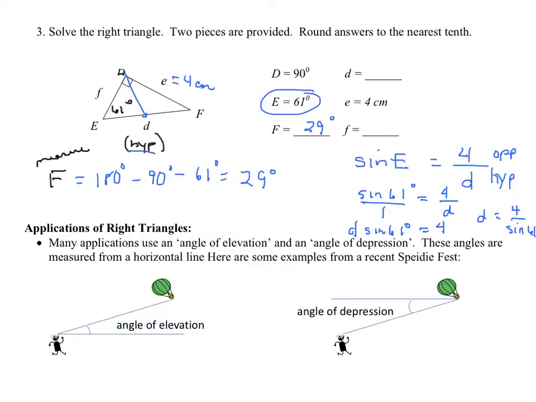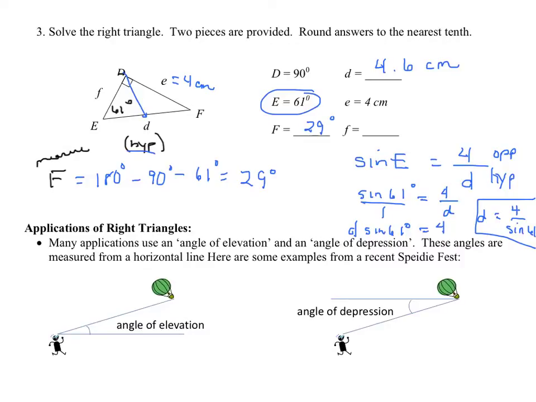So I take my handy dandy calculator and I do 4 divided by the sine of 61 degrees. And I'm going to round that to the nearest tenth. So little d will be approximately 4.6 centimeters. It's approximate. Okay? It's exact here. There he is. He's all exact. Nope, nothing's approximated. The minute I put it into my calculator, I get an approximation, and it's 4.6 centimeters when I round it.